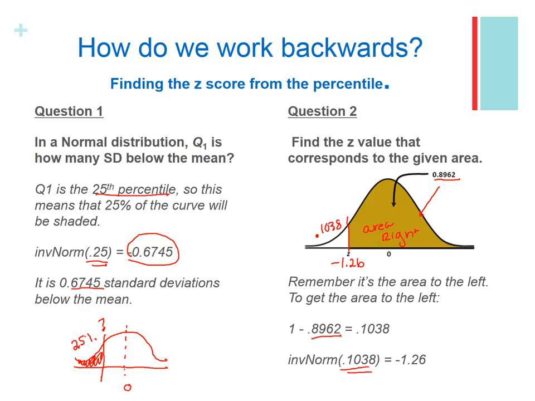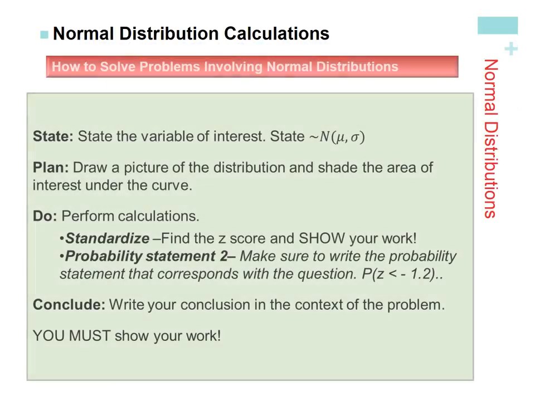And if you're going to use the table, do the same thing. You have to find what is the area to the left of your z-score. So right here, this is the area to the right. I don't want the area to the right. I want the area to the left. You'd have to subtract and then look up 0.1038 in your table and then find the corresponding z-score.